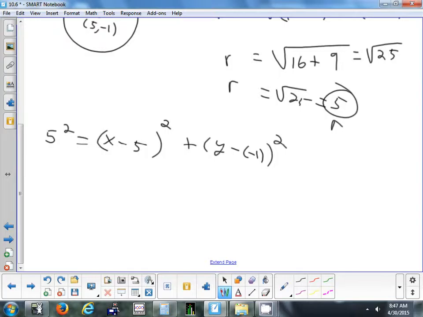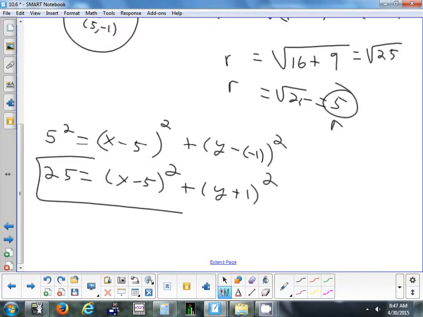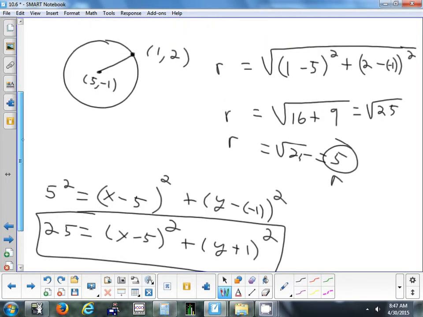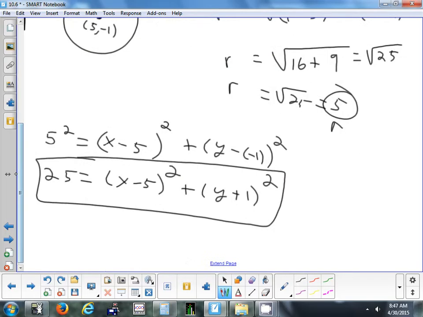Jacob, 5 squared gives me how much? 25. This is fine. What about this second part? What should I make that? Ariel? Y plus 1 squared. And that's the equation of my circle with a radius of 5 and a center at 5, negative 1.